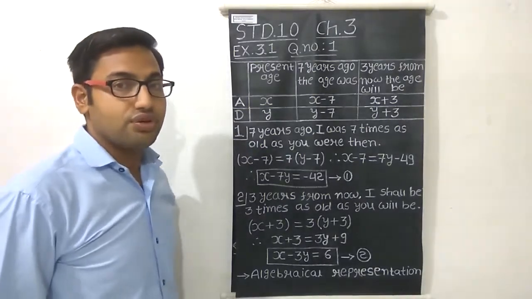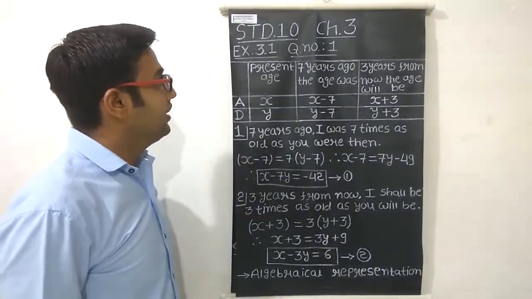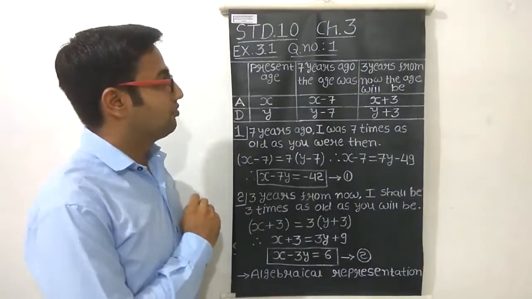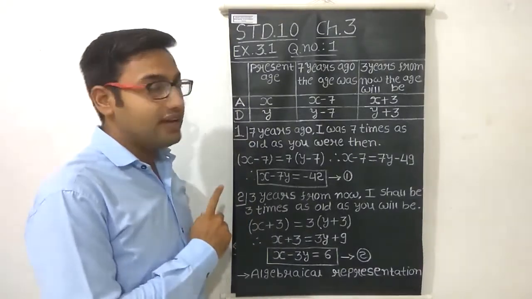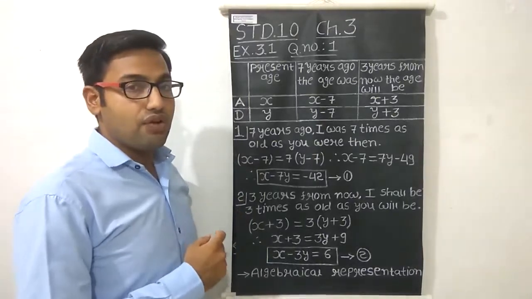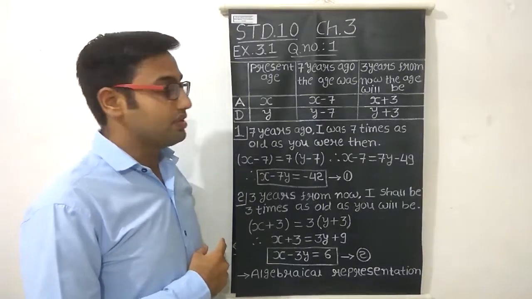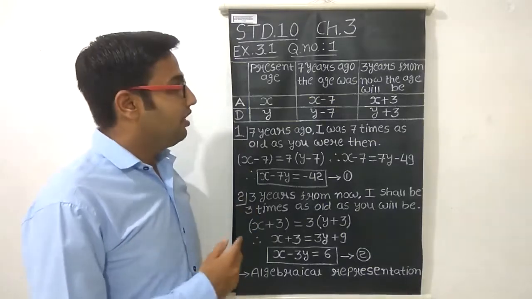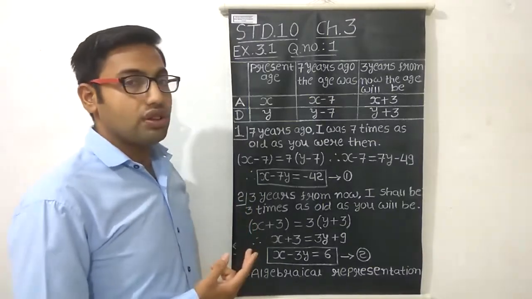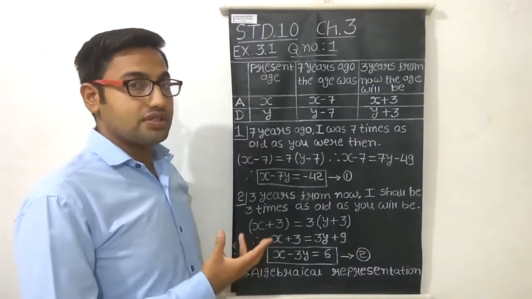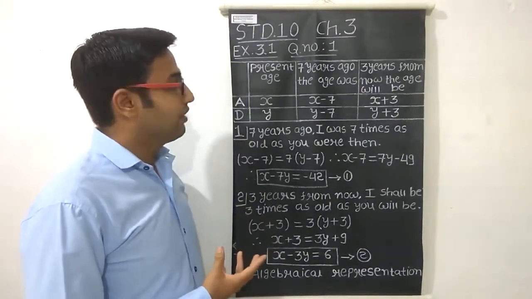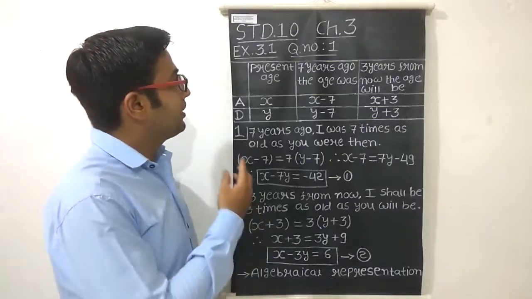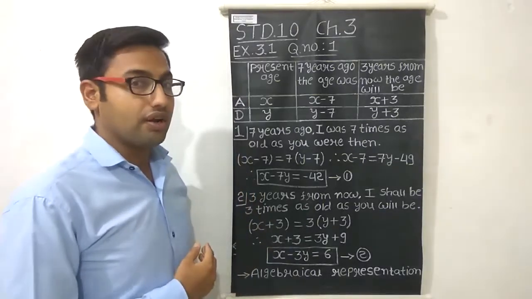Hello students, today we will study exercise 3.1 question number 1. That is the topic of standard 10 chapter number 3, pair of linear equations in two variables. In previous classes we have studied the various methods to solve a pair of linear equations in two variables. So now there is a word problem given in exercise 3.1.